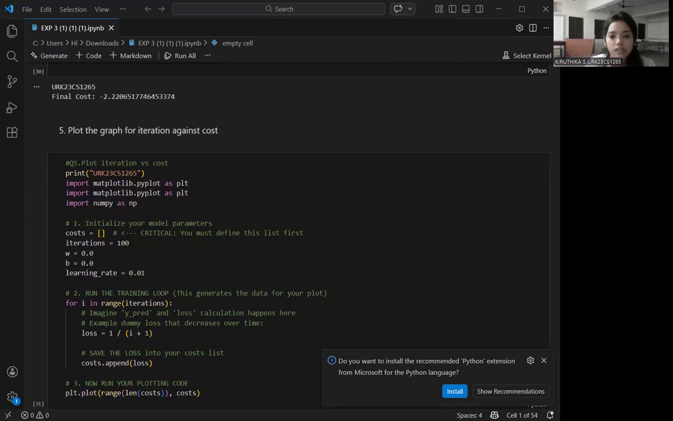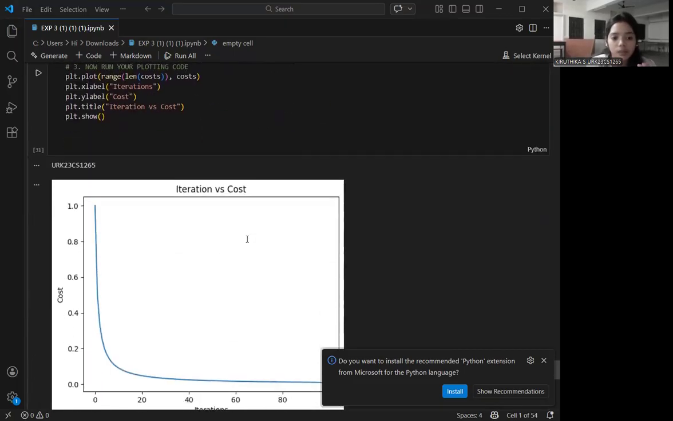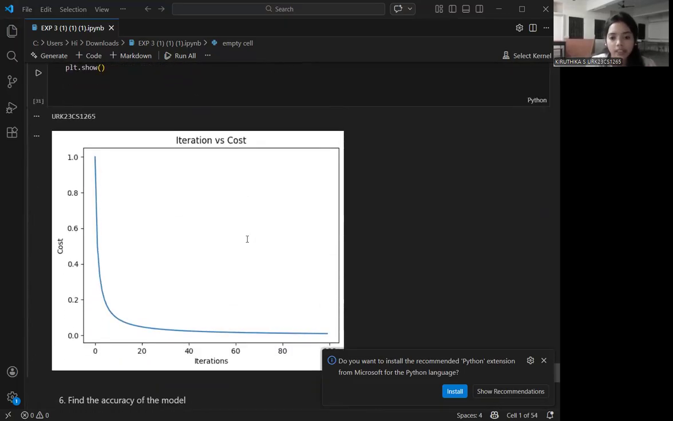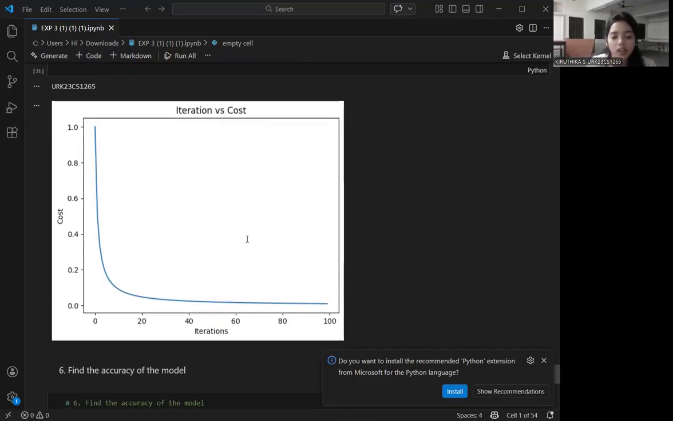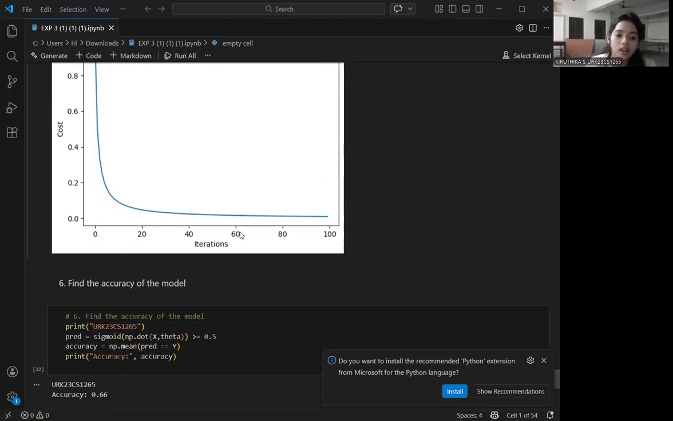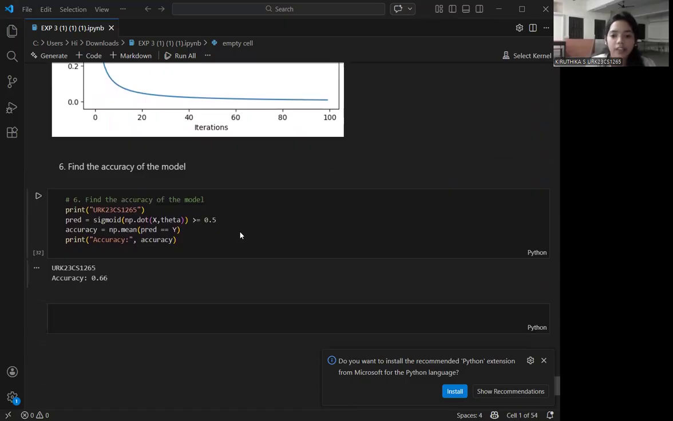And the fifth one is plot cost versus iterations. We plotted a graph showing iterations on the x-axis and cost on the y-axis. This shows how the model improves during training. And then the sixth one is, finally, we have calculated the accuracy. The formula is accuracy is equal to correct predictions divided by total predictions. And the result is accuracy equal to 0.66.